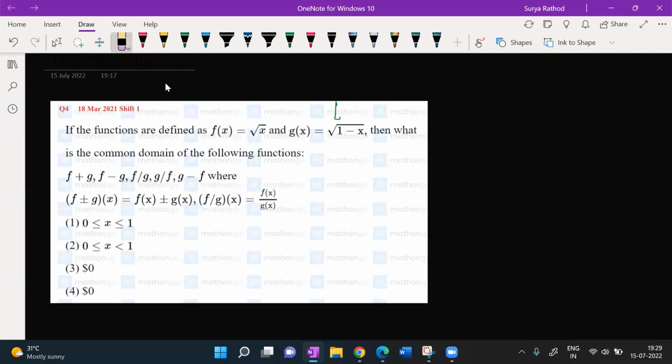f by g of x is equal to f of x by g of x. Very good question. This has been asked in 2021. Make it fast. Very simple question. Domain of simple functions, g of x and f of x both are simple functions actually. Make it fast.